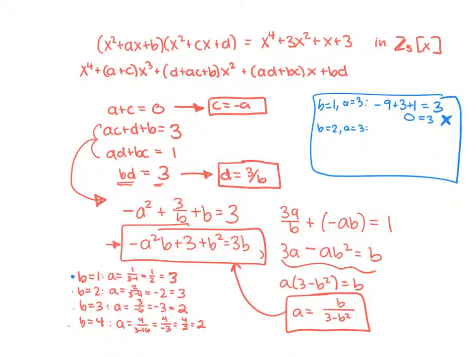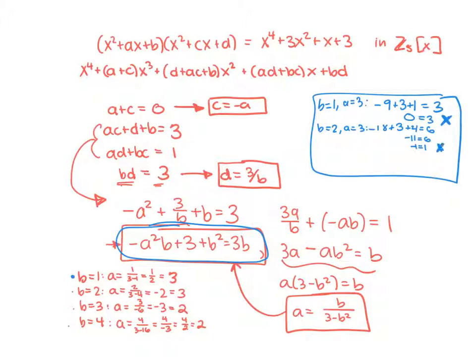So let's try B is 2 and A is 3. Then we get negative A squared B. So we're plugging into this and checking to see if it works. So that's negative 9 times 2. So that's negative 18 plus 3 plus 4 equals 6. So that is negative 11 equals 6. Negative 1 equals 1 mod 5.